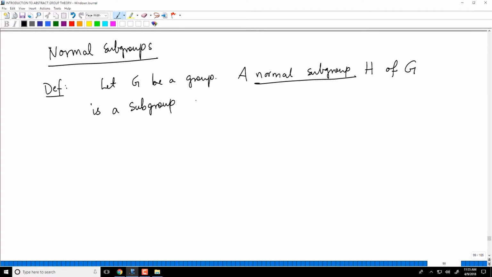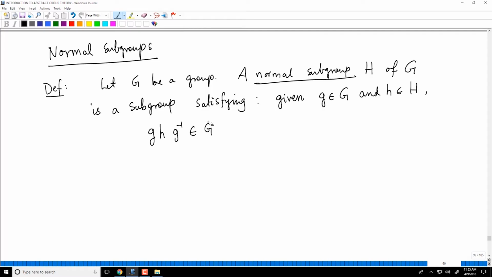A normal subgroup H of G is a subgroup satisfying the following property. Given small g in G and small h in H, g h g inverse is in H. So given an element of the group and an element of the subgroup, the group element times the subgroup element times the inverse of the group element must again be an element of H. Okay, so this is what we call a normal subgroup.